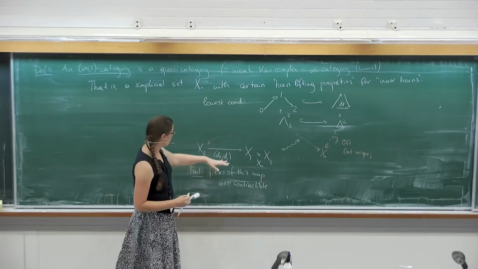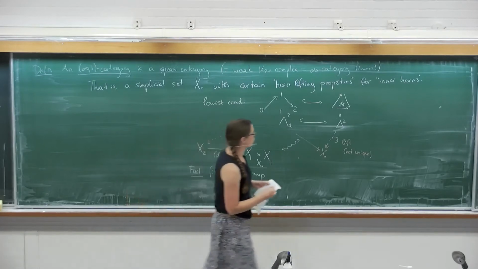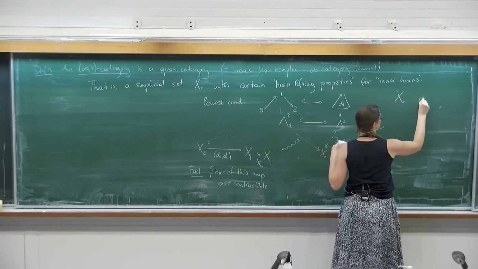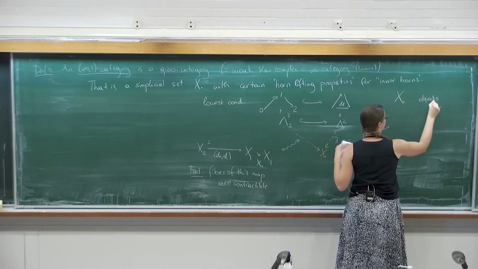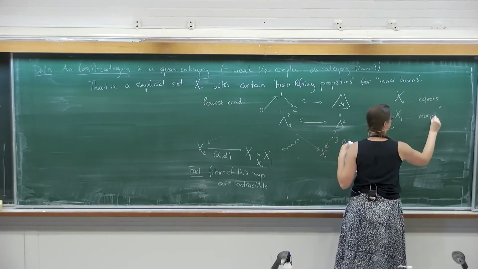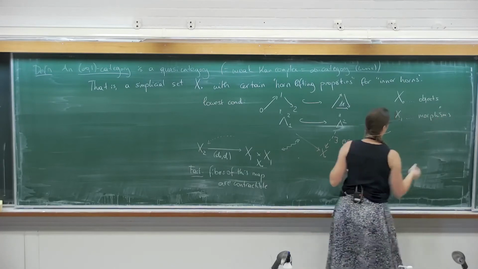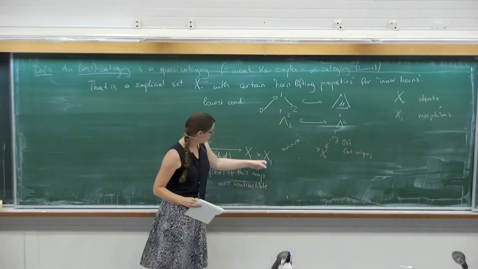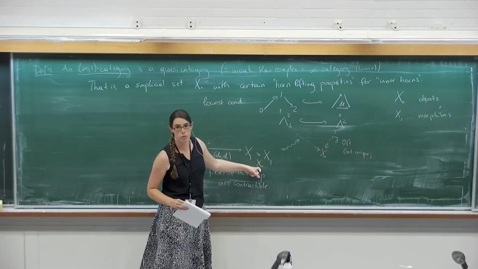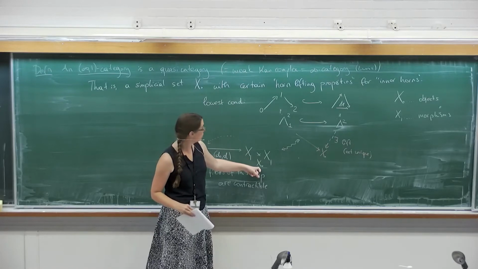Okay. So something that I've been implicitly using, maybe I should have stressed that before, is that X0 you should think of as the objects, and X1 you should think of as the morphisms. So now here in this fiber product, I really have morphism, morphism, and this says that the source of one is the target of the other.